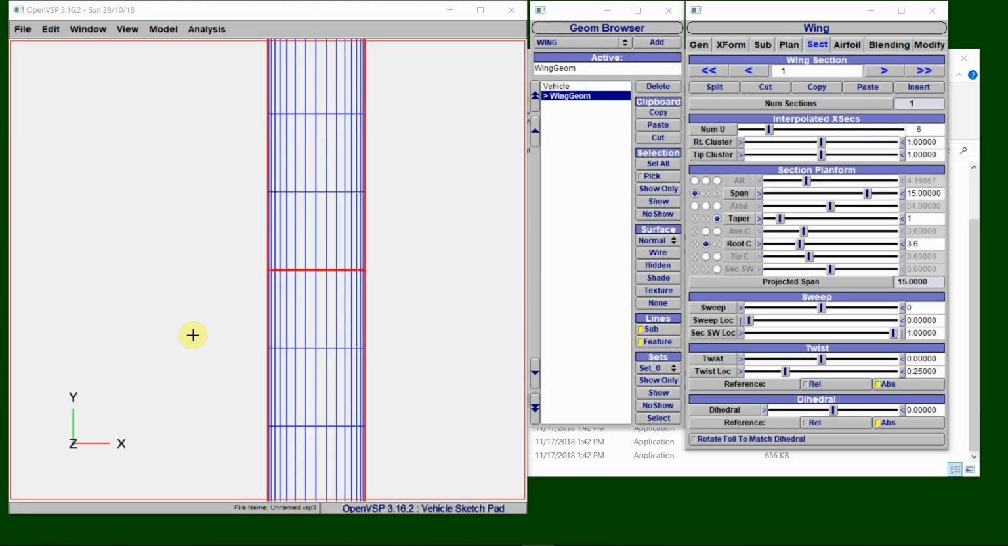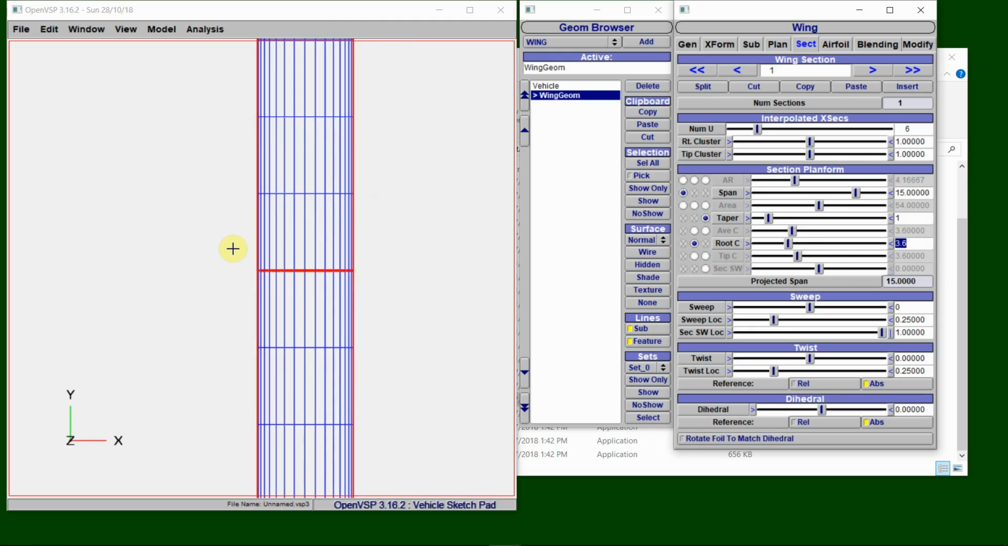One thing to mention here is now that the root chord and the tip chord are both set to the same length, it doesn't really matter where we set the sweep location. It can be at 25%, 0%, and by the way, percent is from the leading edge of the wing. So 0 would be leading edge, 1 would be trailing edge. At 25%, roughly this location here. Doesn't matter where we set that. The sweep value would affect the whole wing the same, trailing edge, leading edge, and in between. That should be our wing.